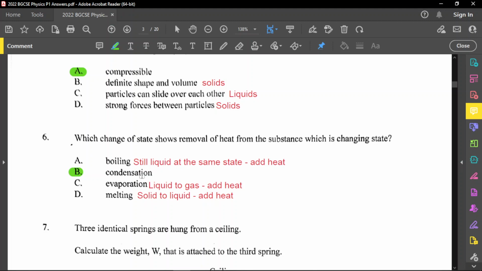So condensation is correct, because heat is removed, and you are also changing state from a gaseous state to a liquid state. Evaporation is liquid to gas, and you also add heat to it. For melting, solid to liquid, and heat is applied as well. So the only one that removes heat is actually B. So that's also a giveaway right there. That's a relatively easy question.